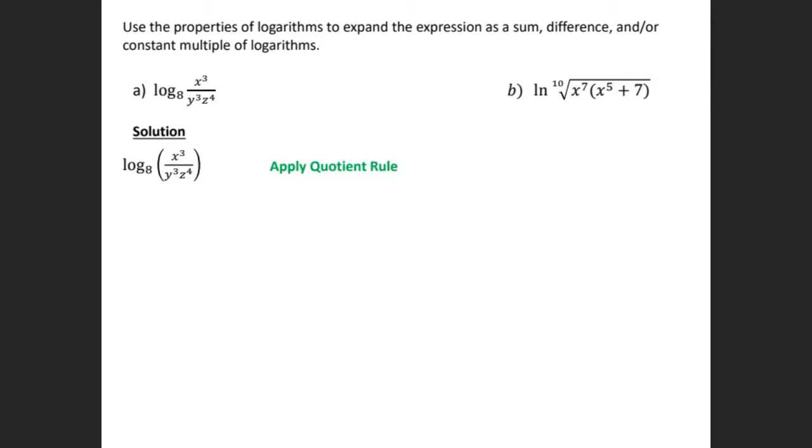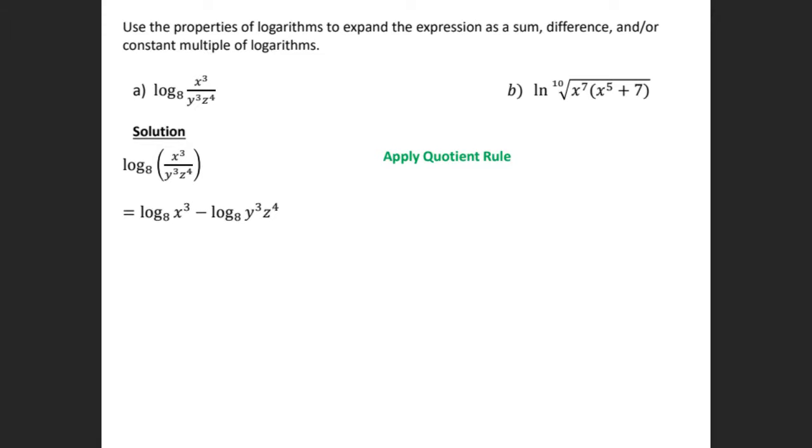All right, let's look at more examples. Let's look at A. We're still expanding. Let's expand the log of base 8 of x cubed over y cubed times z to the 4. So the first thing we see is a division. We're going to apply a quotient rule. So this is going to give me the log of base 8 of x cubed minus the log of base 8 of y cubed z to the 4th.